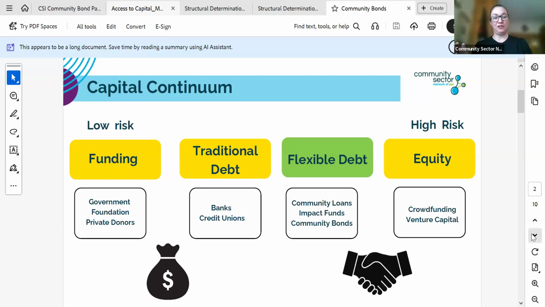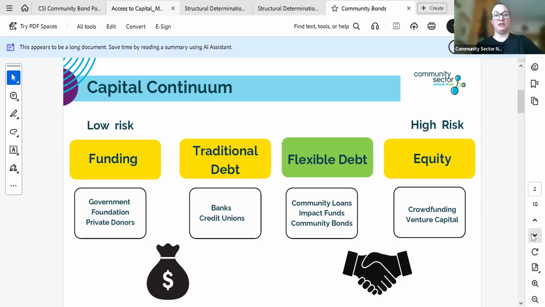And then a little bit riskier still is looking at flexible debt, which is what we're going to be talking about today in terms of community loans, impact funds. And today we're going to be specifically focusing on community bonds. And at the very high risk end for an organization or a company, we'd be looking at equity through either getting investment through crowdfunding or venture capital. And then those players would have a stake in your organization. So that's not really as applicable to nonprofits since they by definition cannot distribute profit share. So you can't really sell equity to the VC or crowdfunding.